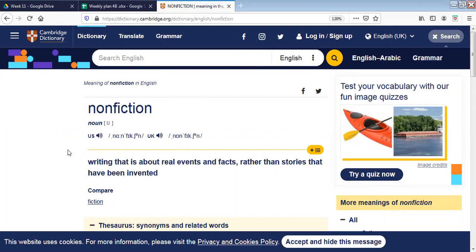Nonfiction. A nonfiction story. What does it mean? The word nonfiction. You know nonfiction, it's a very simple word, as you know. Nonfiction is writing that is about real events and facts rather than stories that have been invented. So when I say nonfiction, it means a writing that is about real events. Nonfiction means real.